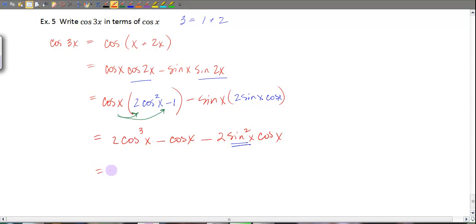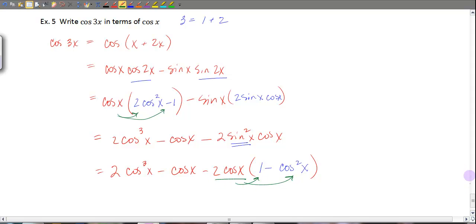Let's first rewrite this. 2 cosine cubed x minus cosine x minus, now I'm going to do something here. I'm going to take the 2 and bring it down. I'm going to bring the cosine x to the front. And then I'm going to rewrite sine squared x as 1 minus cosine squared x. Now I did this, bringing it to the front so that I can distribute it, and it's a little bit easier for me to see. So I'm going to distribute my 2 cosine x and then clean this up.